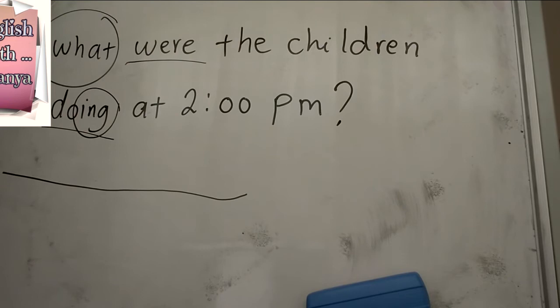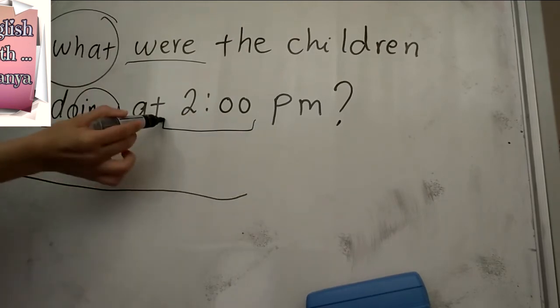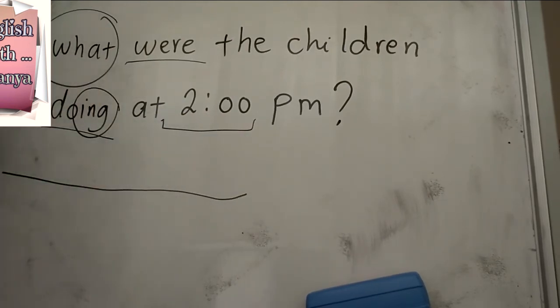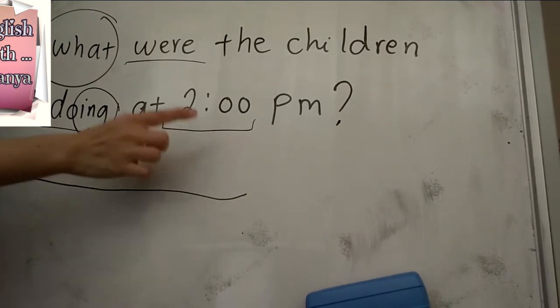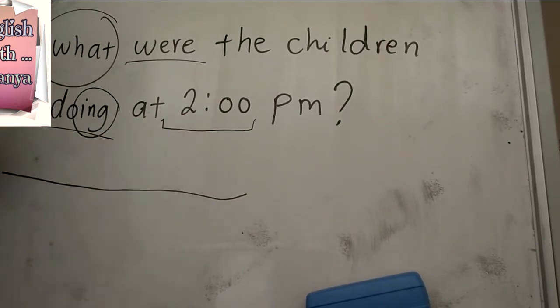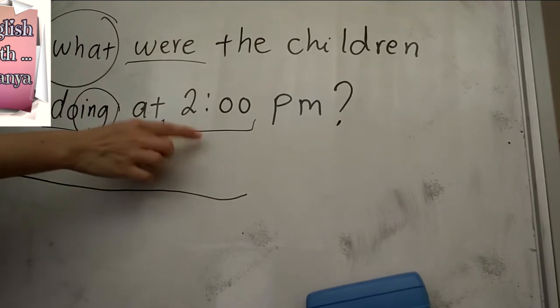So what does that mean? It means that we are asking about something specific. In this case, like, what were the children doing at 2 p.m.? That means we only want to know what they were doing at just 2 p.m. We don't want to know about 3 p.m. or 5 p.m., 9 p.m. We are not interested to know anything about that. We only want to know about the 2 p.m.